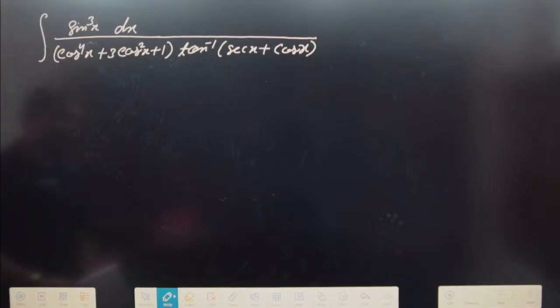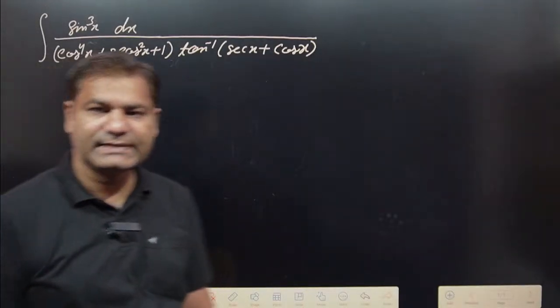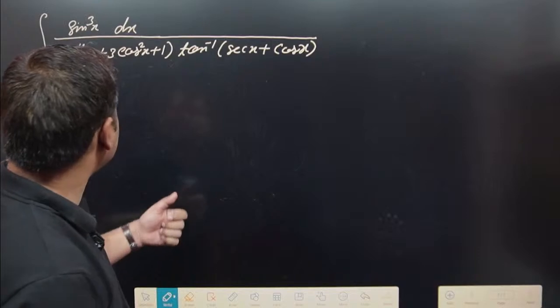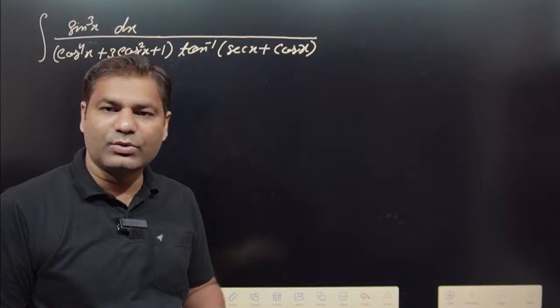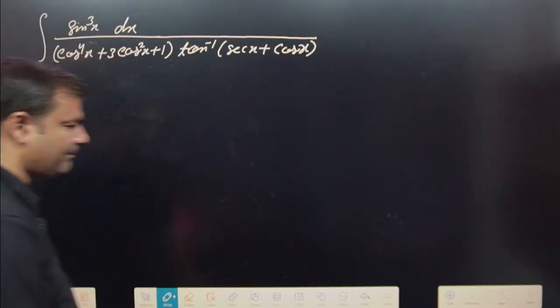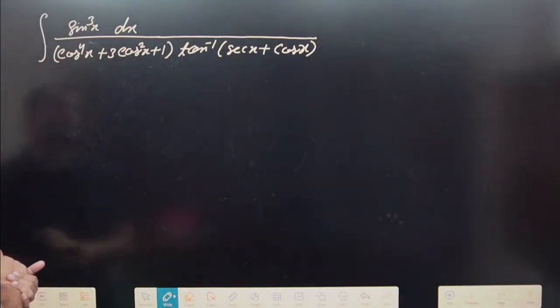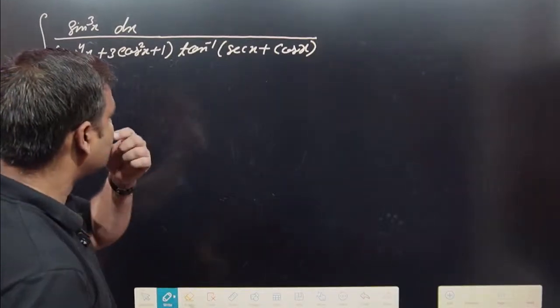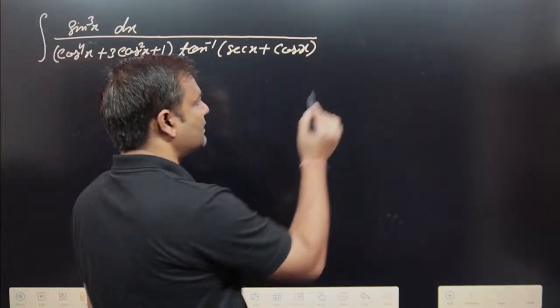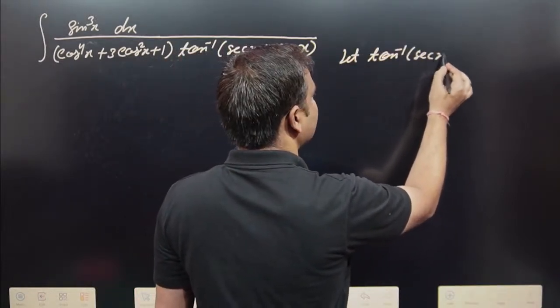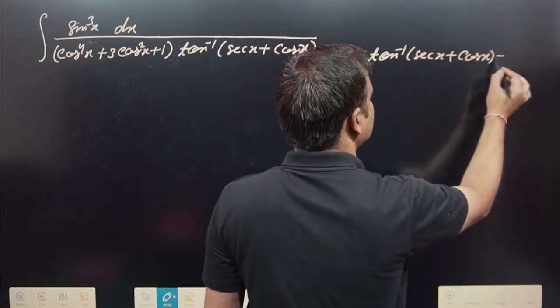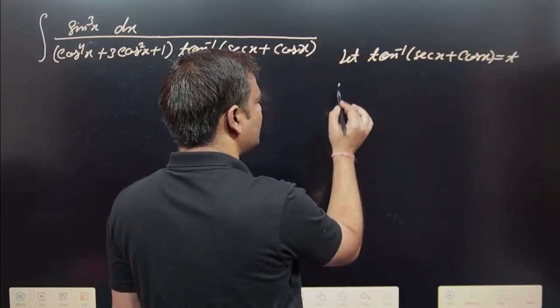How can we solve this? Sin x cube dx divided by cos x to power 4 plus 3 cos square x plus 1 into tan inverse of sec x plus cos x. How can we do this type of problem? Simply, which part is very complicated? This one, so let tan inverse of sec x plus cos x be T. If we differentiate this, then we get how much?